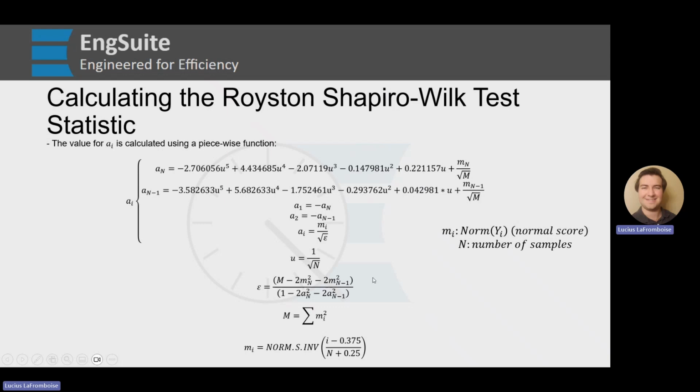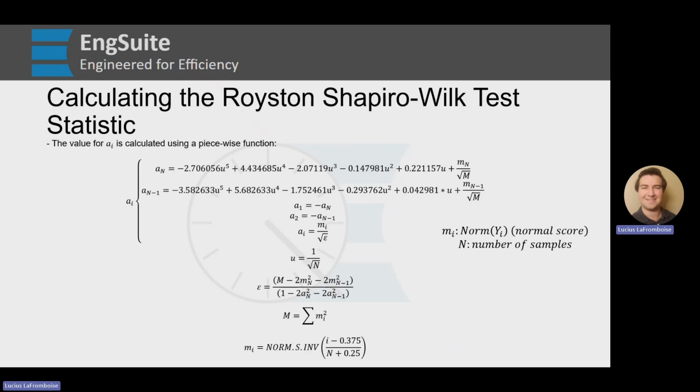Epsilon is reliant again on an and an minus 1, because the equation for this is the numerator being M minus 2mn squared minus 2mn minus 1 squared over 1 minus 2an squared minus 2an minus 1 squared. So none of this is too terrible, especially in Excel. It's a lot easier than using tables, and that is one of the reasons why the Royston Shapiro-Wilk test can be great for engineers.